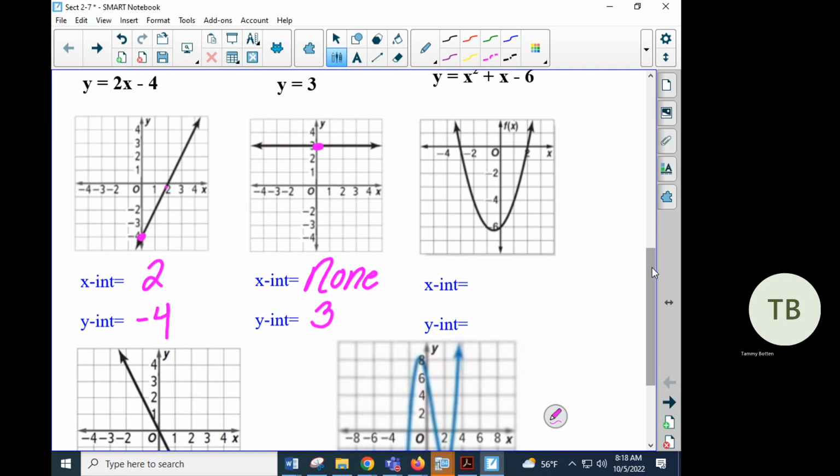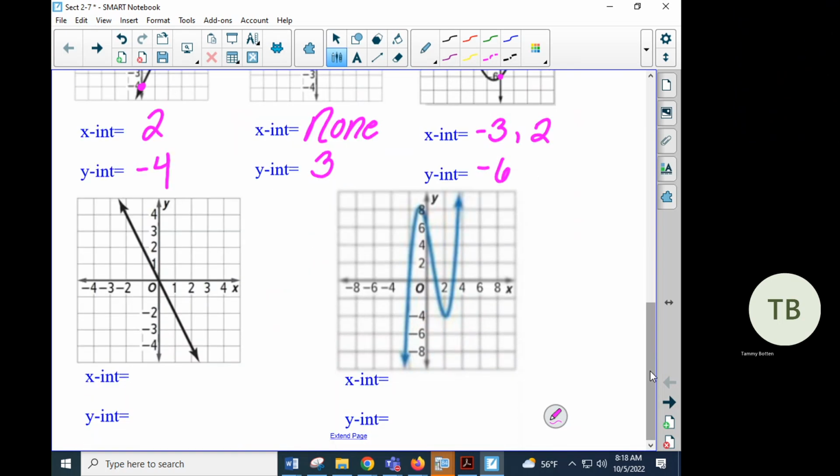Now, you can have graphs that cross the x-axis more than once. Like this one, this parabola crosses twice. You can have a graph that crosses the x-axis 4 or 5 times. So you just list each one. This one looks like it's at -3, halfway between -4 and -2. And this one looks like it's at 2. Okay. The y-intercept would be right here, and that looks like it's at -6.